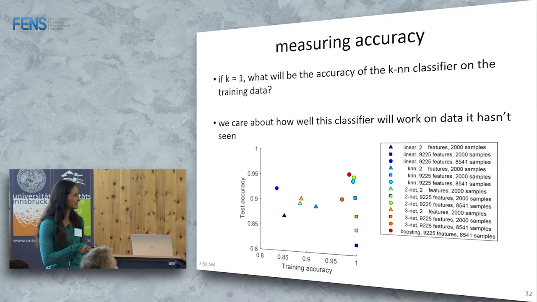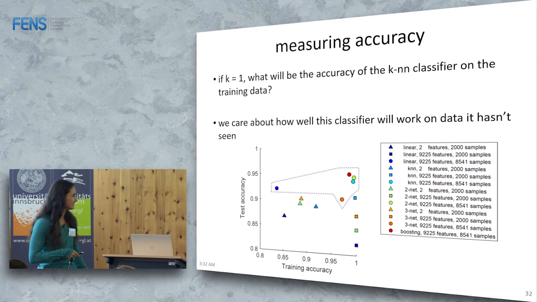Some of them I'm just using those two features that we talked about in the beginning. Some of them I'm using 9,000 different features. And then the other thing that I've done is I've gone from a small number of training samples to a large number of training samples. So I'm going from 2,000 training samples to 8,000 training samples. Just to highlight something, these points here, all of the circles, are the five different algorithms that I'm talking about. All of them are using all of the features and all of the training examples.